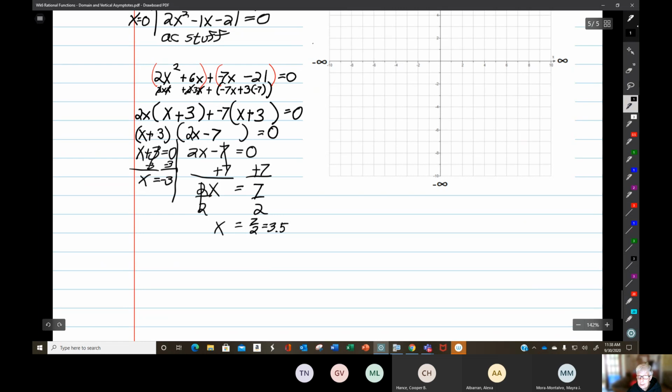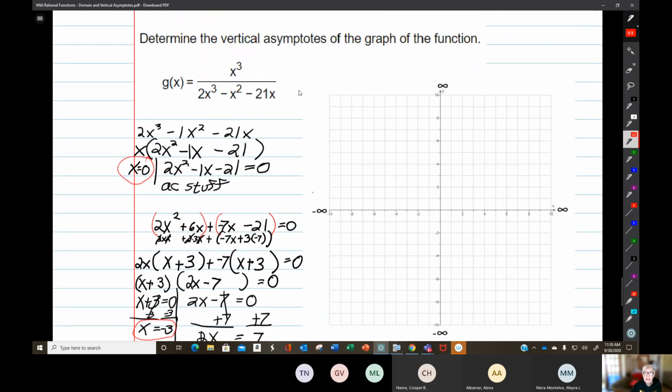So now, let us pick up where we left off. Here's what we've got. We've got x equals 0 from up here. We've got x equals negative 3. And we've got x equals 7 over 2. And we'll just keep it our secret about the 3.5. Now, before I can say definitely what my vertical asymptotes are, I have to do something I did not tell you about before because it wasn't relevant, and now it is. We have to go back up here and completely factor the top and the bottom.